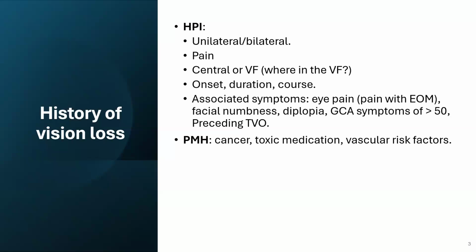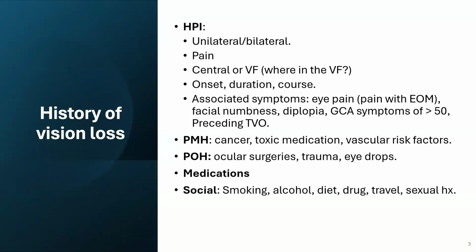One of the examples is ethambutol, which is used for tuberculosis. Vascular risk factors like diabetes, hypertension. You have to ask all these questions, which might indicate an ischemic optic neuropathy or a retinal condition. Past ocular history, ask about the surgeries, trauma, eye drops. So all these things can help us in pointing toward the diagnosis.